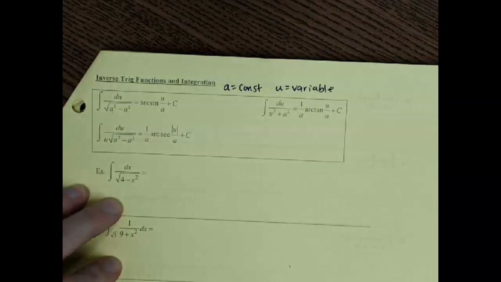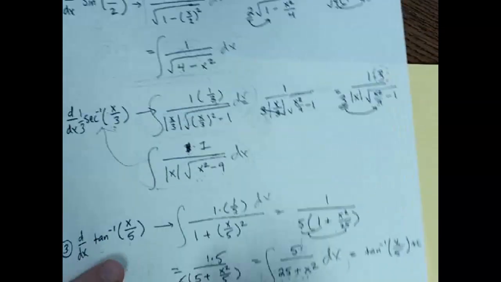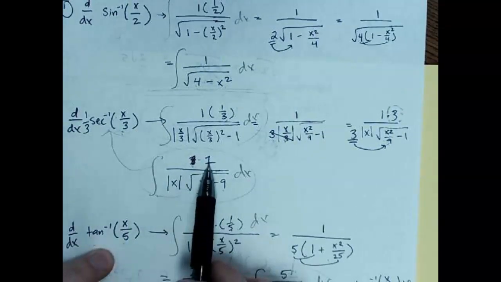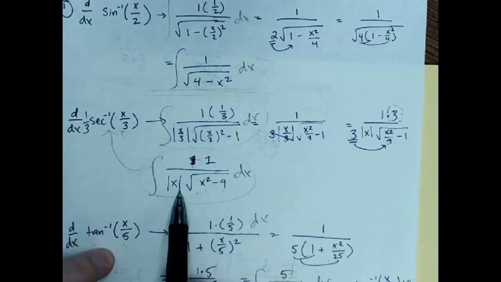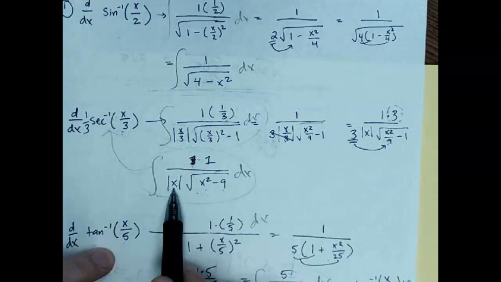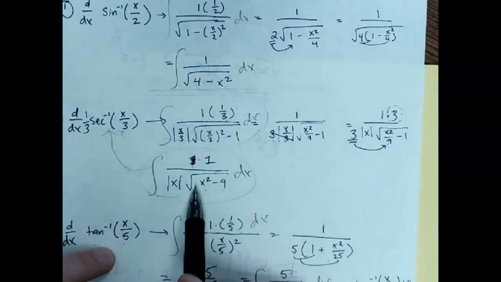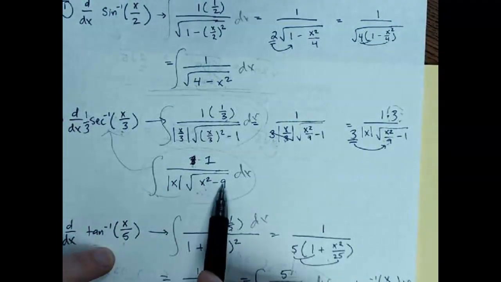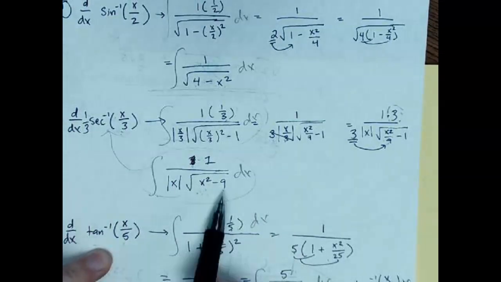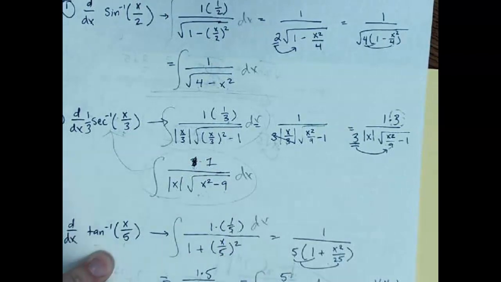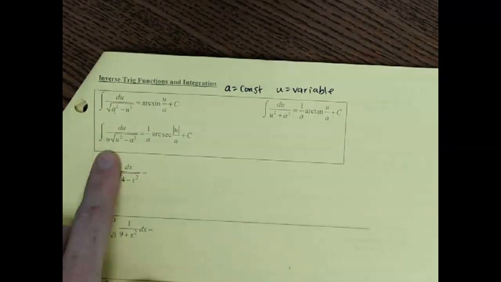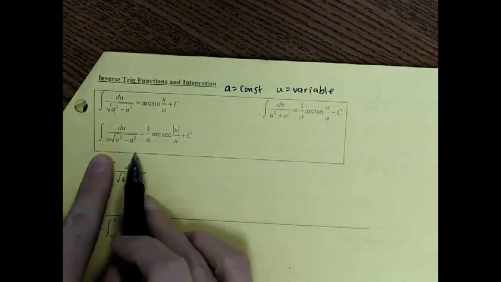If I were to see something that looks like this, where I have the 1 over the absolute value of stuff, and then you have the square root. The absolute value symbols probably won't be there, but you have this stuff on the outside of the radical, and then you have the variable part minus the constant part. When I see something that looks like this form, I know that would be the result of a secant inverse derivative. So it's going to integrate into an inverse secant.